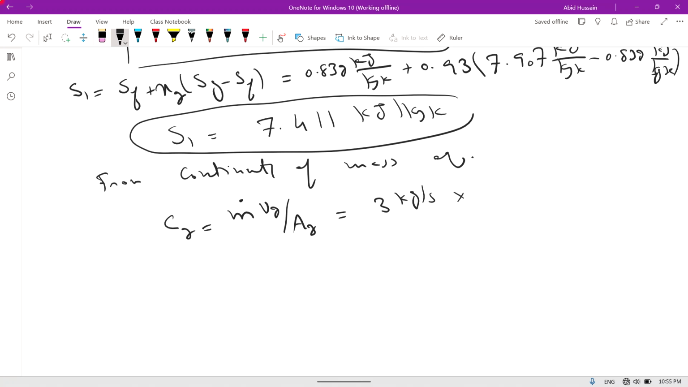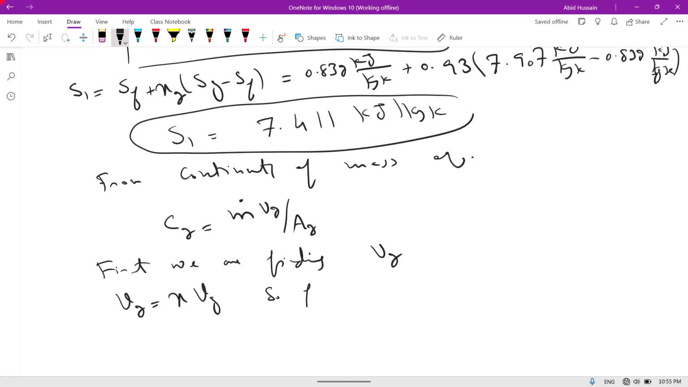V2 is equal to... First we are finding V2. V2 is not given to us. First we are finding V2. So V2 is equal to x Vg.